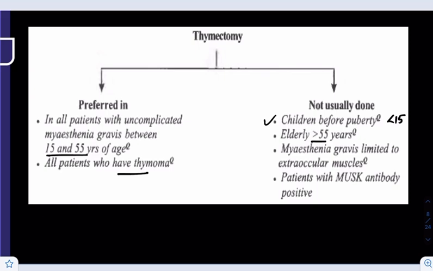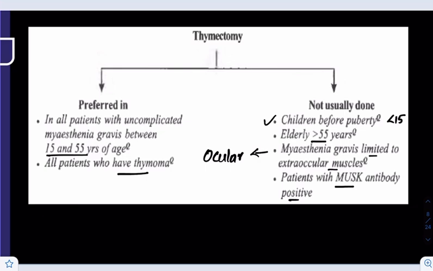And myasthenia gravis limited to extraocular muscles, that means ocular myasthenia gravis, thymectomy is not required. And in patients with MuSK antibody positive also, thymectomy is usually not done. So this is about the treatment in patients with myasthenia gravis.